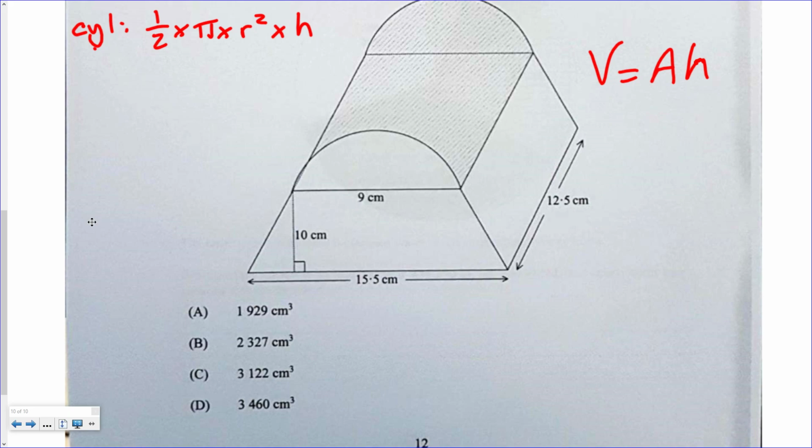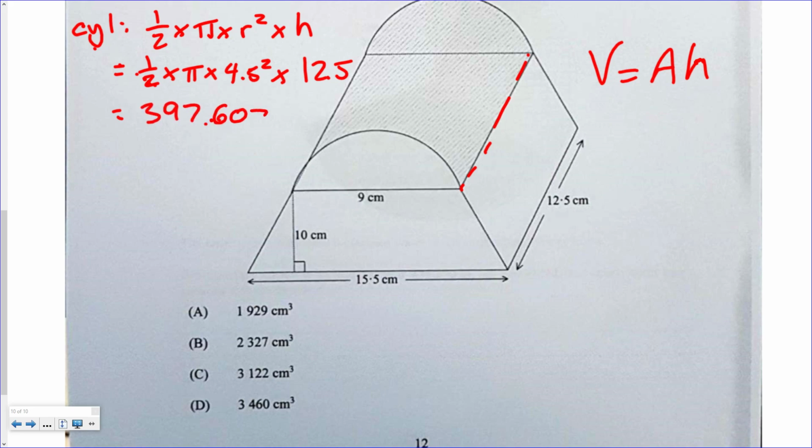So once we substitute the values, it's half times pi times, now the radius isn't 9, the radius is 4.5, so 4.5 squared, times the height, which in this case is 12.5. When you put this into your calculator, you get about 397.67. So now we've got that for the cylinder, and then we've got the trapezoidal prism.